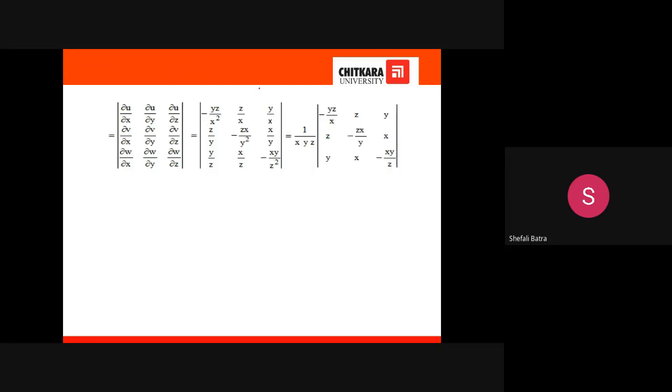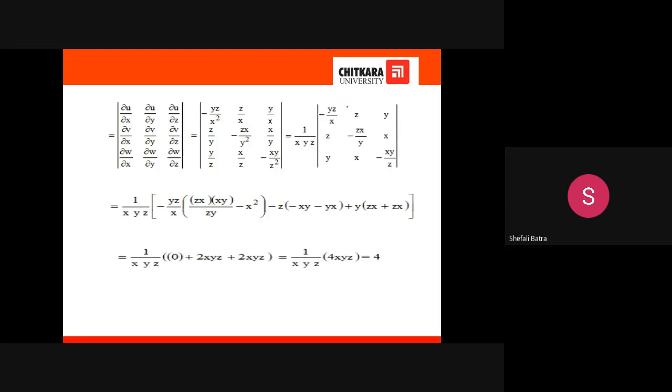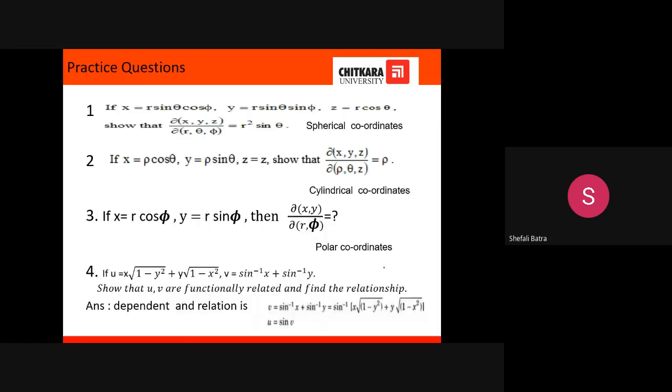So this is your determinant. You can take 1 by x outside from the first row, 1 by y from the second row, and 1 by z from the third row. So 1 upon xyz, and then simplify this determinant. After simplification, you will get your answer as 4. You will do it yourself. Now, these are your practice questions. You have to solve them.